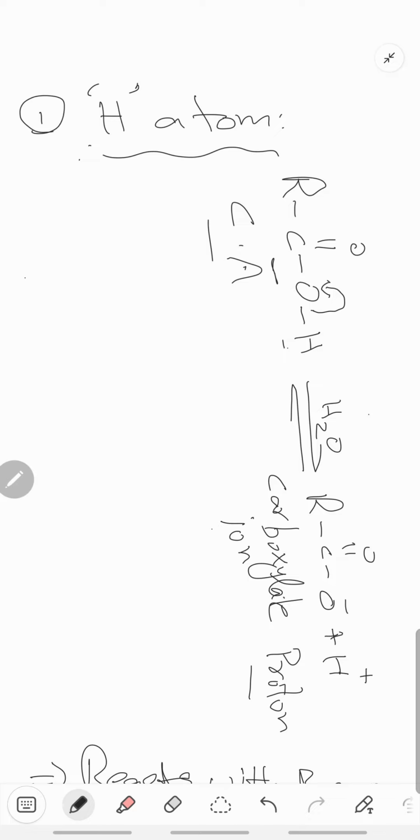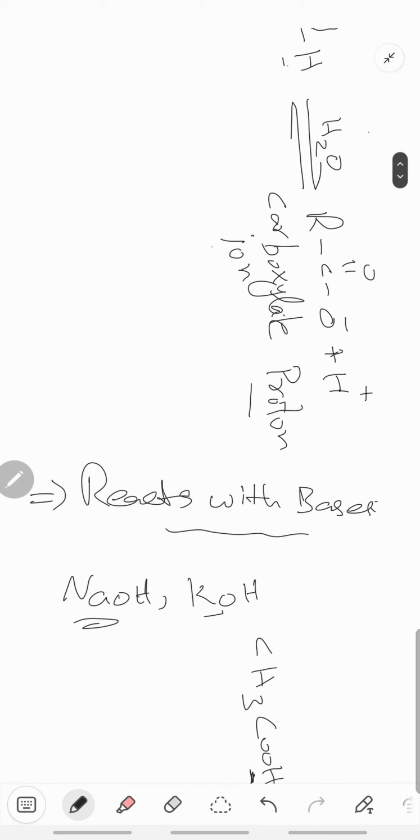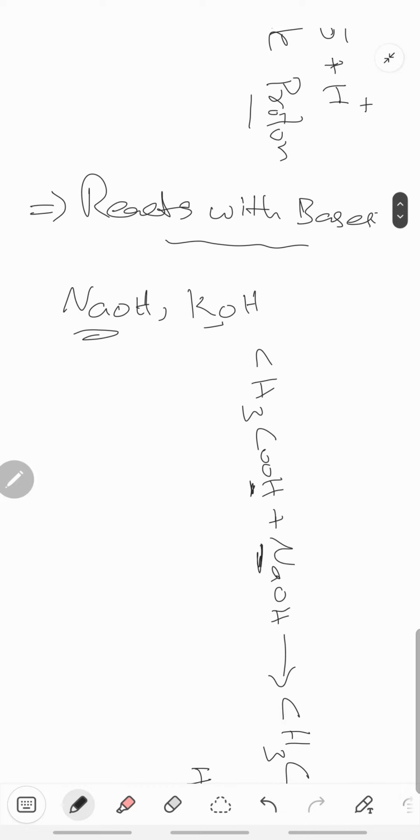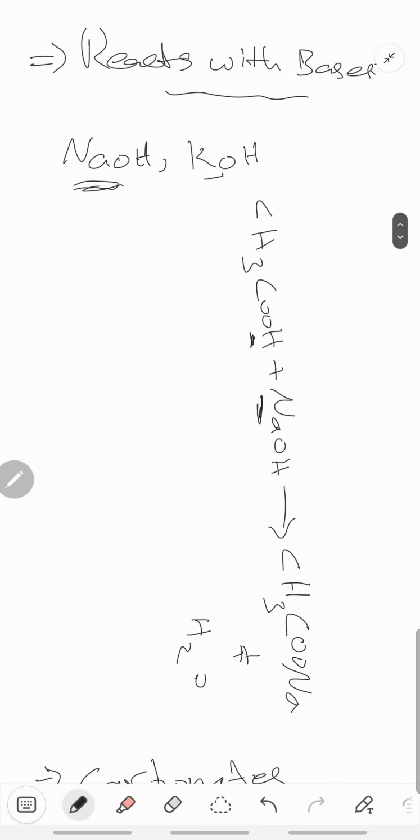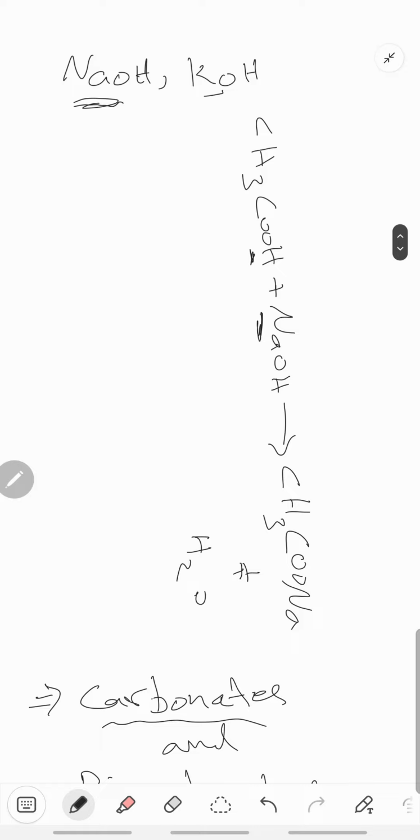carboxylate ion. So when the carboxylic acids react with bases, the most common bases being NaOH and KOH, what will happen? If I take a carboxylic acid here and I take a base, it will replace the hydrogen atom with the sodium, and it will give me a salt, CH3COONa. You can see that H is replaced by Na, and it will give me water also.